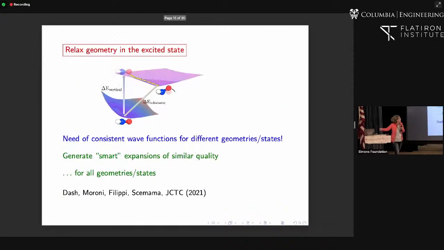Now, having a way to generate balanced expansions, having been able to optimize, then we can actually start to relax the geometry in the excited state. So that's formaldehyde, I think, so you're exciting it. And now this molecule will actually buckle, okay? And will relax in the excited state. So what we do is we are generating a bunch of wave functions which are, let's say, consistent in quality along different geometries and different states, and we can actually go ahead and relax molecules in the excited state.